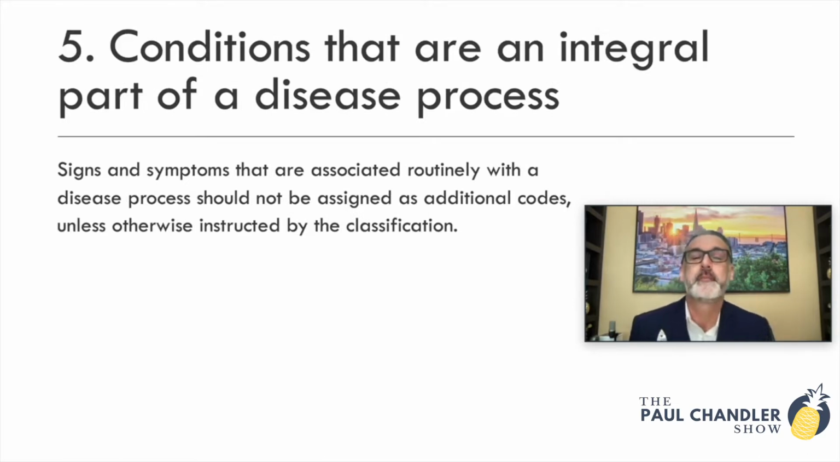And part number 5 deals with the conditions that are an integral part of the disease process. A short little guideline rule here: signs and symptoms that are associated routinely with the disease should not be assigned as additional codes unless otherwise instructed by the classification. And that just kind of recaps what we actually just talked about. Because remember, I don't write the guidelines, so some of them are a little bit repetitive here. But it says that we should not assign the signs and symptoms diagnosis codes if we have that definitive diagnosis.